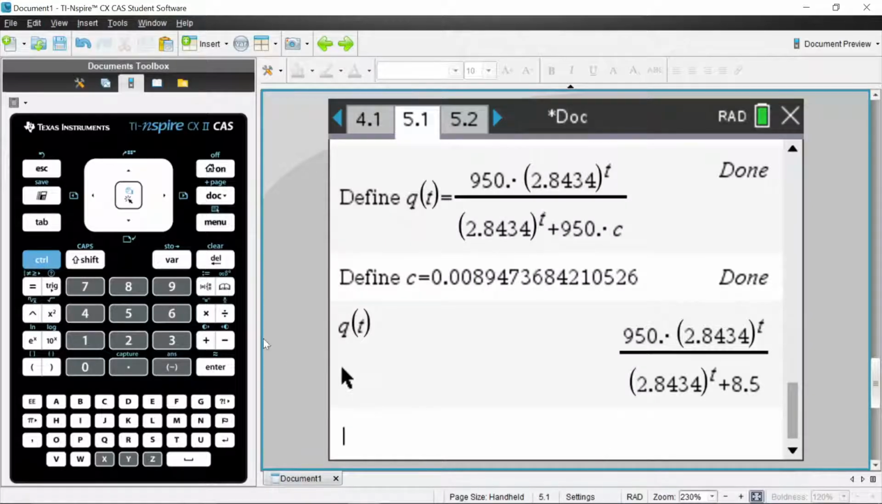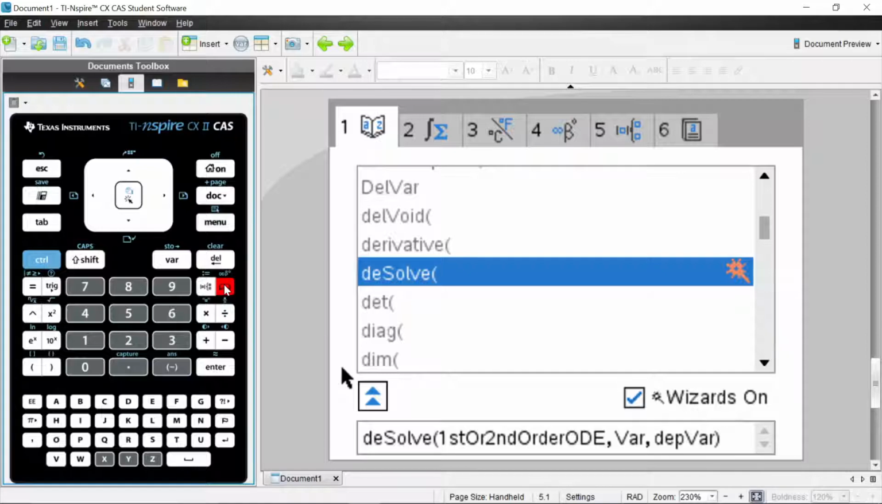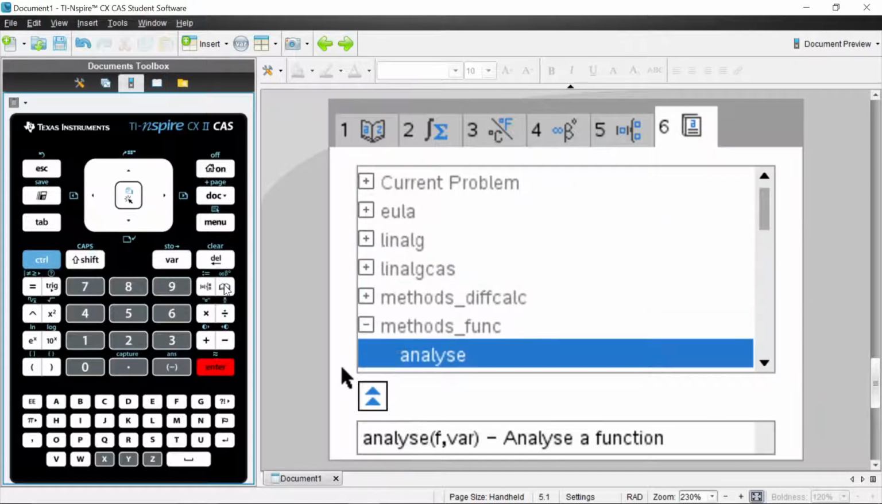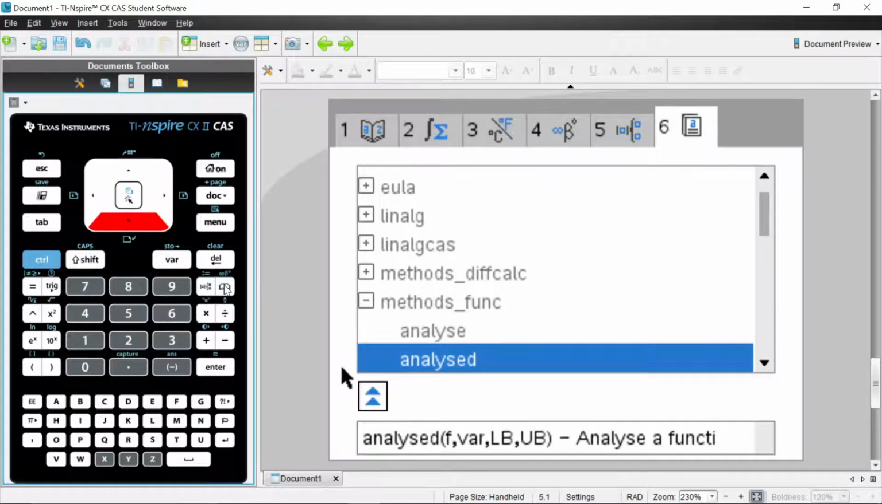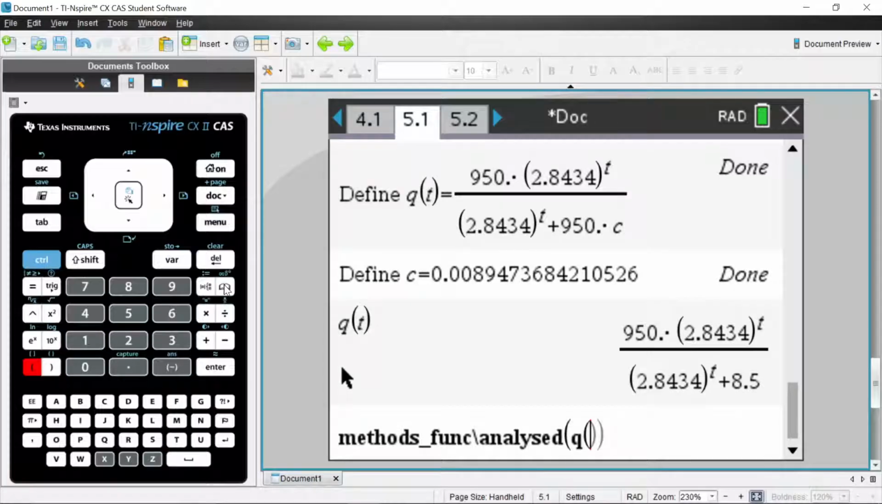So let's analyze it. So 6, and then I go to methods, functions. I'm going to analyze. Analyze with the domain, why not? So we're going to put in Q of t, comma 0 to infinity.